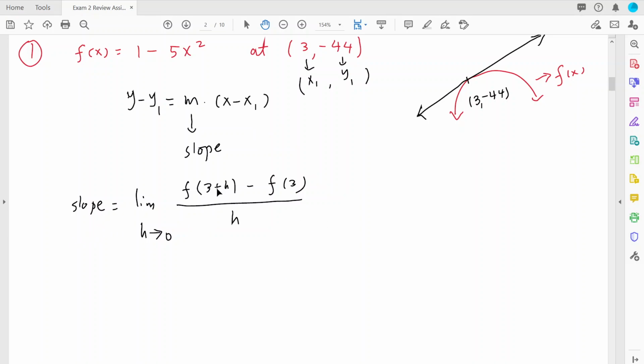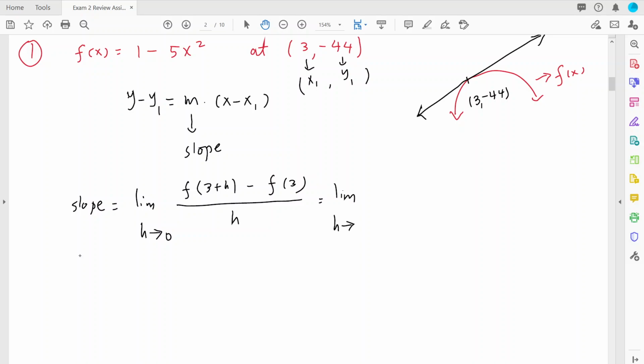Okay, so now you need to find the value of the function f of x at 3 plus h, and the value of the function at 3 is already given, which is negative 44. Plug the value here, simplify, and then that will be the slope. And finally, using this equation, we'll be able to find the equation of this tangent line. Okay, so that's the idea. So I'm going to plug the value here.